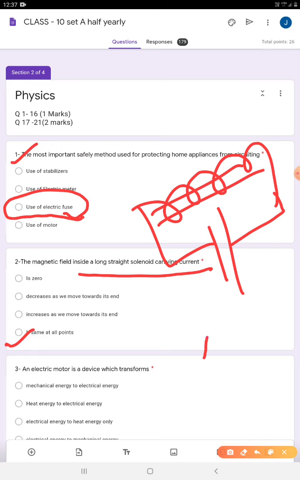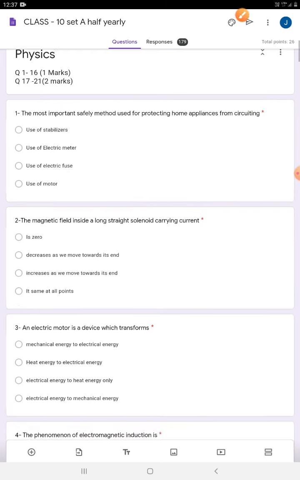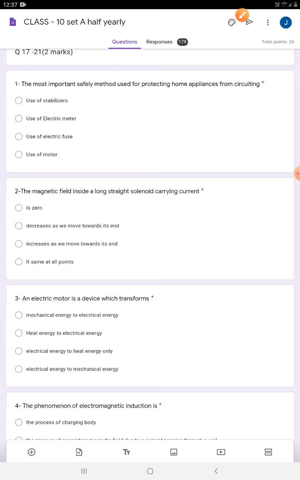Now move to question number 3. An electric motor is a device which transforms. We know about the electric motor also. An electric motor is a device which converts electrical energy into mechanical energy. So our fourth option is right in this question.